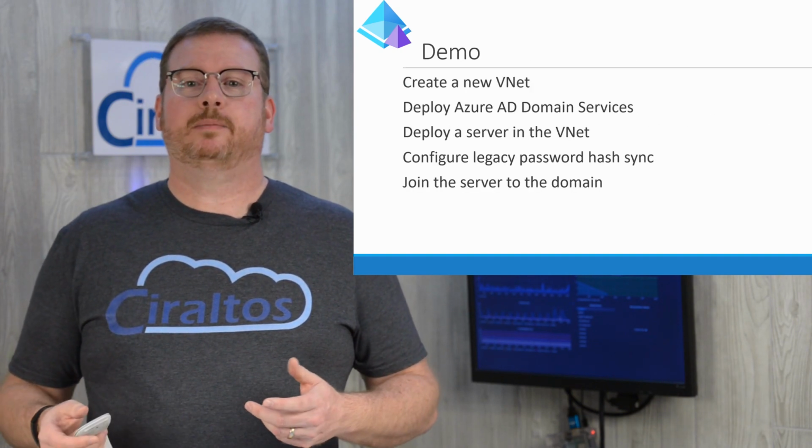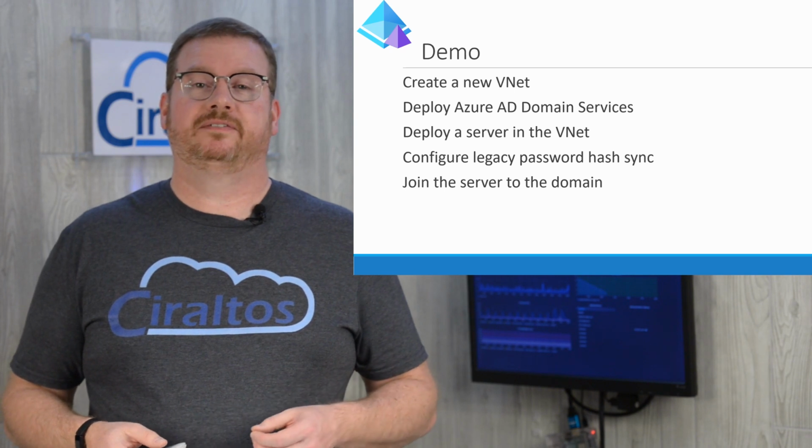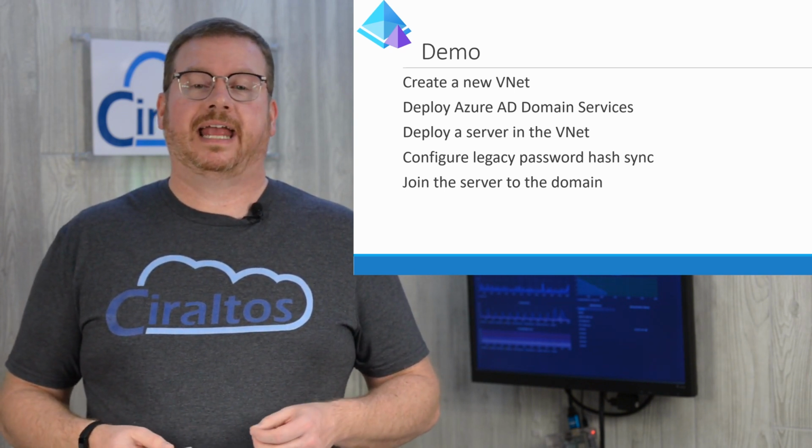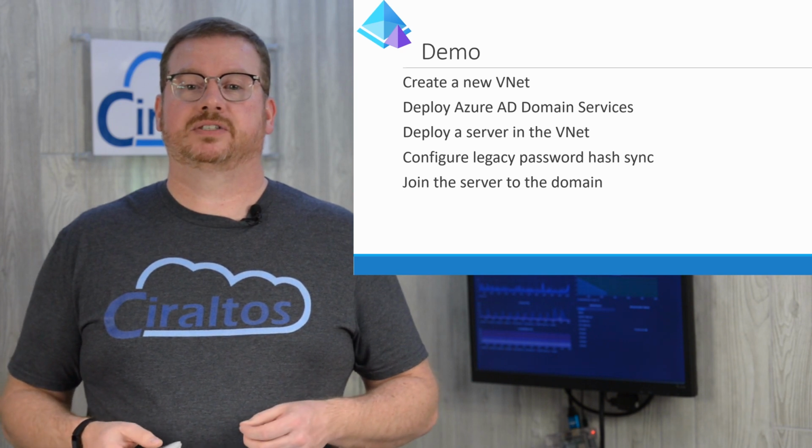In the demo, I'm going to start out by creating a new VNet for Azure AD Domain Services. The DNS server on the VNet has to point to Azure AD Domain Services.